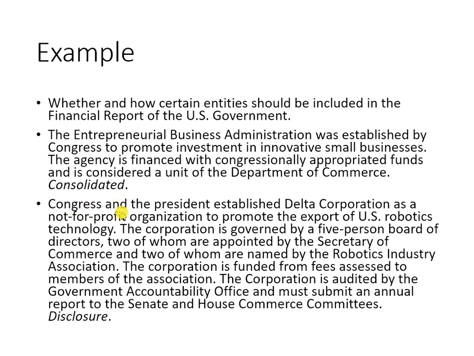Next, Congress and the President established Delta Corporation as a not-for-profit organization to promote the export of U.S. robotics technologies. The corporation is governed by a 5-person board of directors, 2 of whom are appointed by the Secretary of Commerce, and 2 of whom are named by the Robotics Industries Association. The corporation is funded from fees assessed to members of the association. The corporation is audited by the Government Accountability Office and must submit an annual report to the Senate and House Commerce Committees.